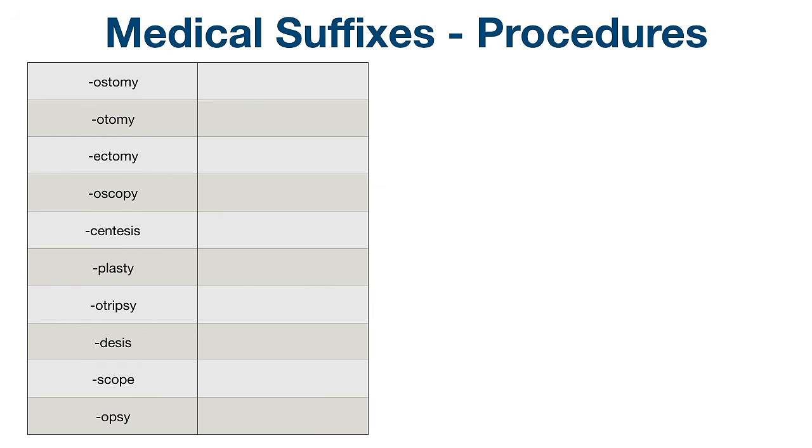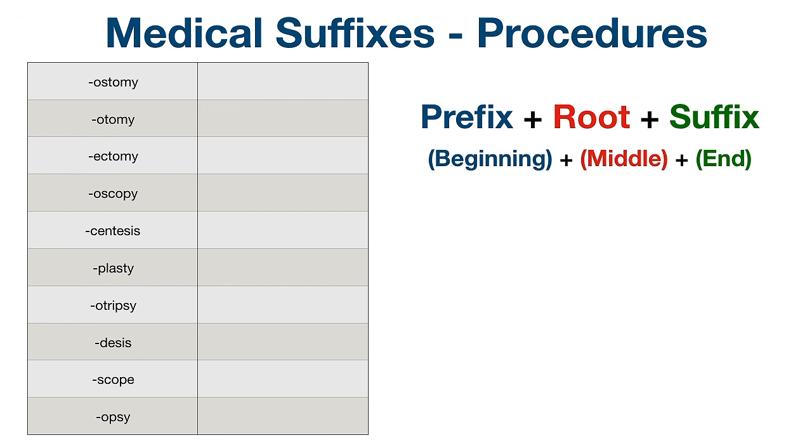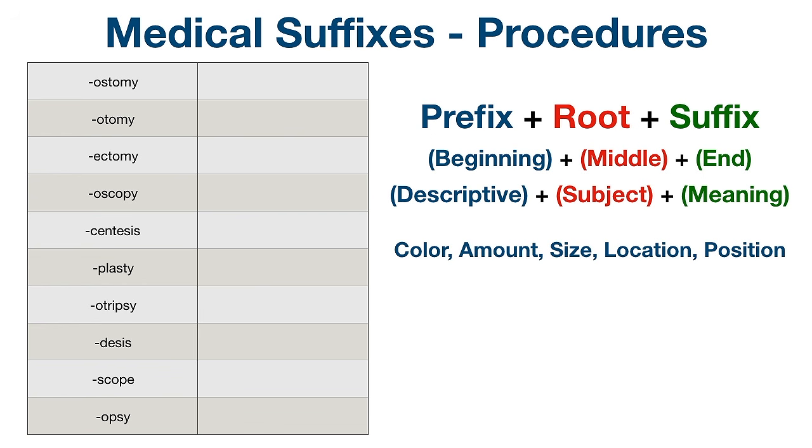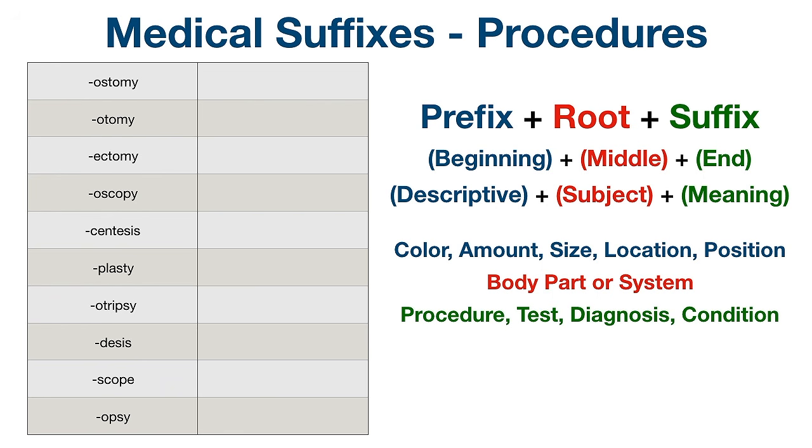You might remember from the videos on prefixes and roots that most medical words have a beginning, middle, and end. They're referred to as the prefix, root, and suffix. The prefix is typically the descriptive part of the word, and it describes characteristics like a color, amount, size, location, or position. The root is the subject of the term, and it often pertains to a body part or system. Finally, the suffix brings meaning to the word, and it might describe a procedure, test, diagnosis, condition, or process.